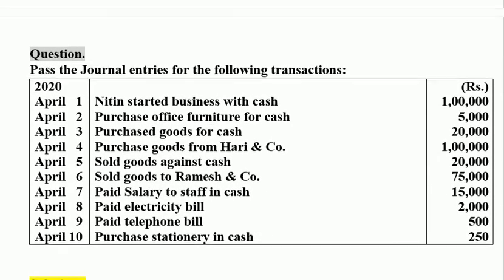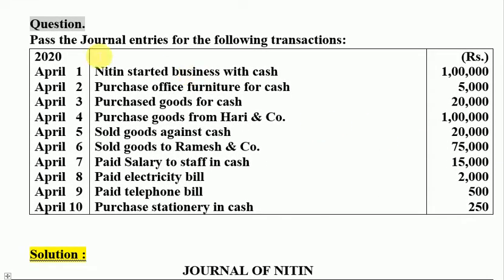Now comes towards the question, and with the help of this question we'll record all the business transactions in journal. Clear? So let's start this question. Pass the journal entry for the following transactions. Here you can see the date on which transactions were conducted in a business, all the business transactions, and the amounts of these business transactions.